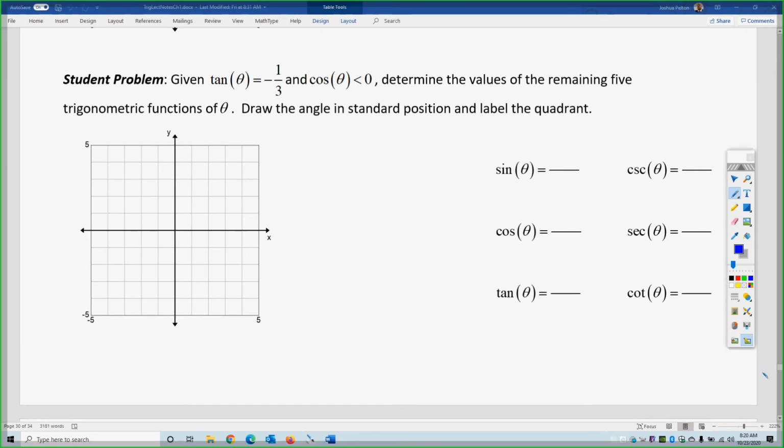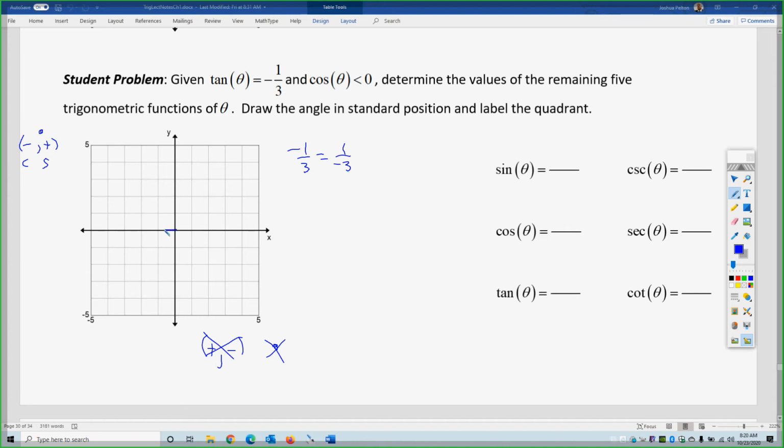Okay, student problem. Tangent is negative, so that means it's this quadrant or this quadrant, because this is the positive-negative quadrant, and this is the negative-positive quadrant. So sine over cosine would make tangent negative, but cosine is negative, so it must be this quadrant right here, it cannot be this one over here. So I have 1 over 3, so it's either negative 1/3 or 1 over negative 3, one way or the other. So I have to figure out which way to make the triangle in this quadrant.